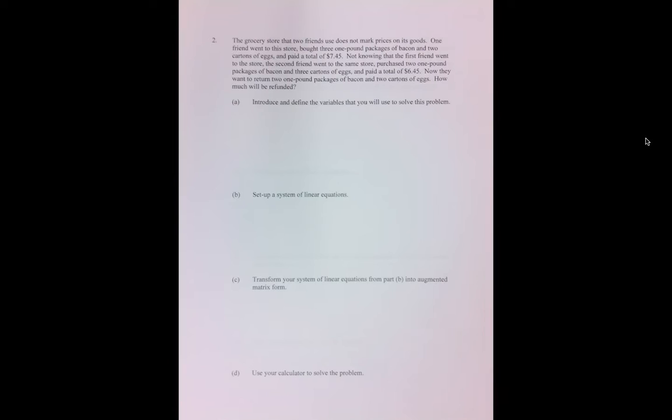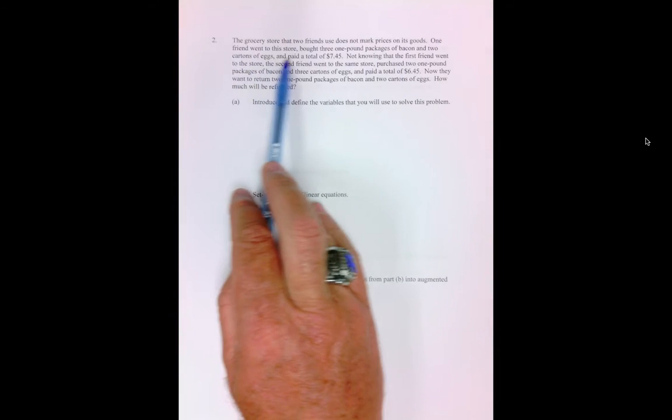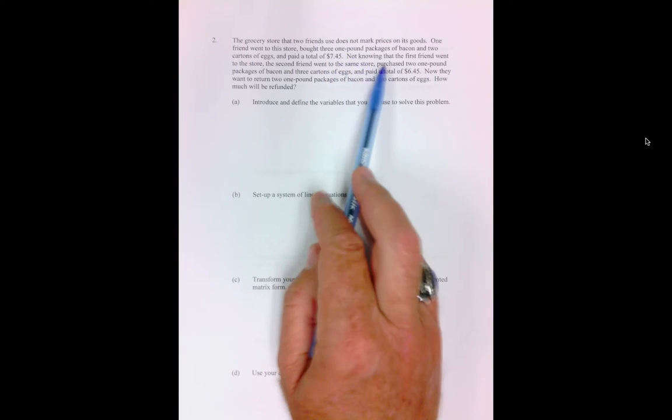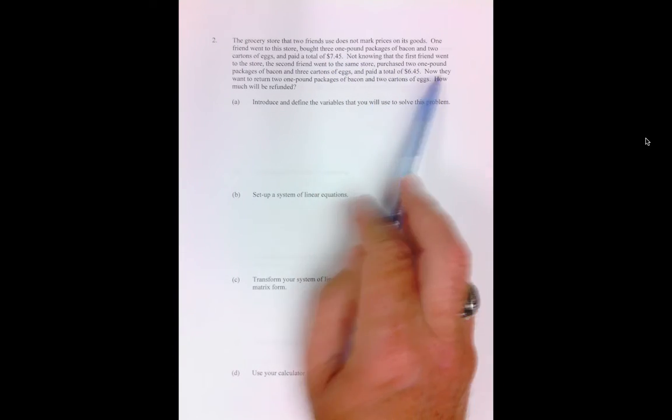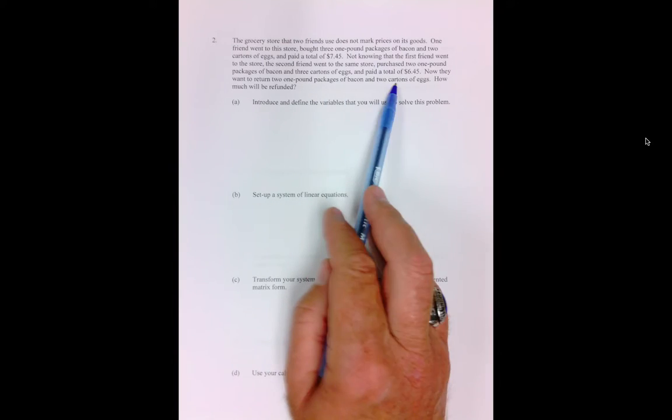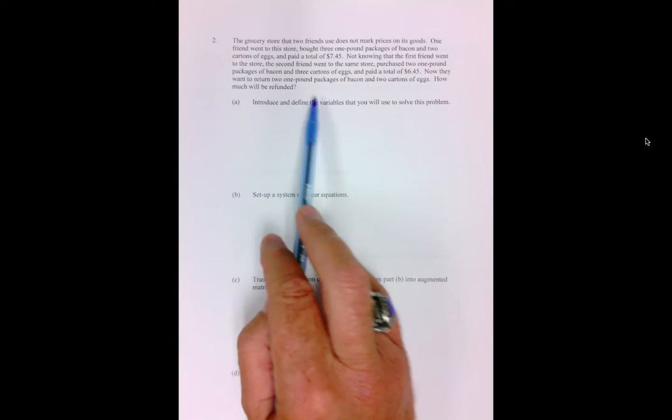Grocery store finds a 2 friends. Use does not. What in the world is that? The grocery store, the 2 friends. Oh, okay. I don't like the grammar there, but the grocery store used by 2 friends does not mark prices on its goods. One friend went to the store, bought some stuff. Another one bought some more stuff. Now they want to return some stuff. How much will be refunded?